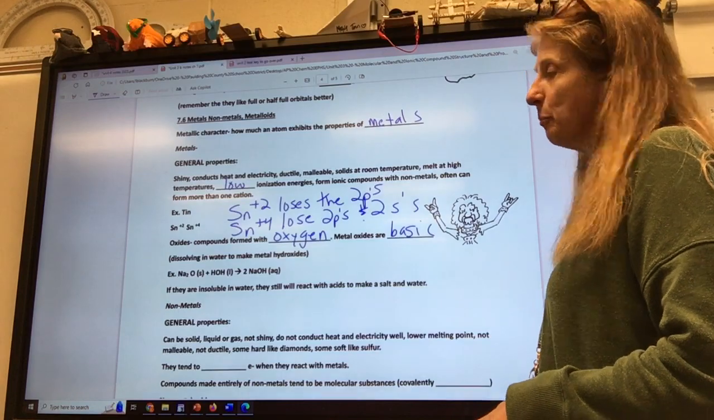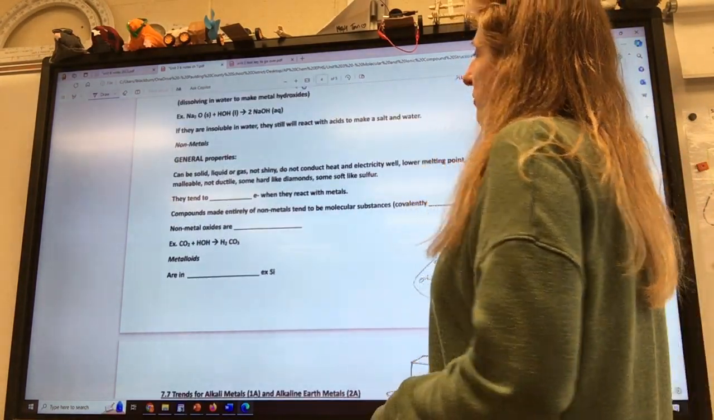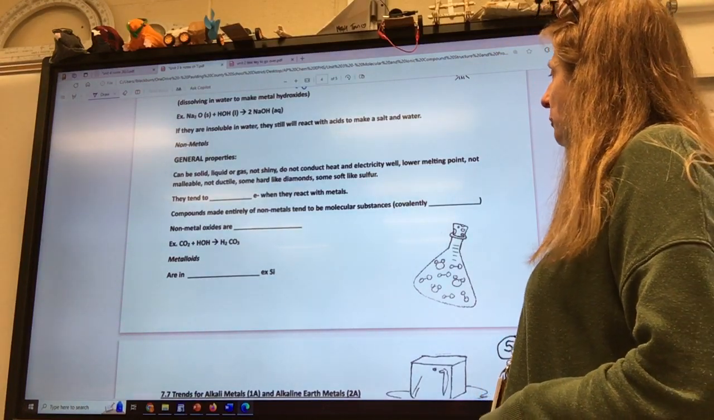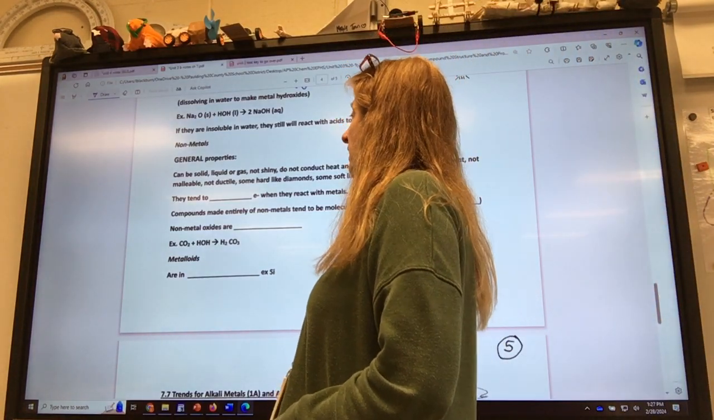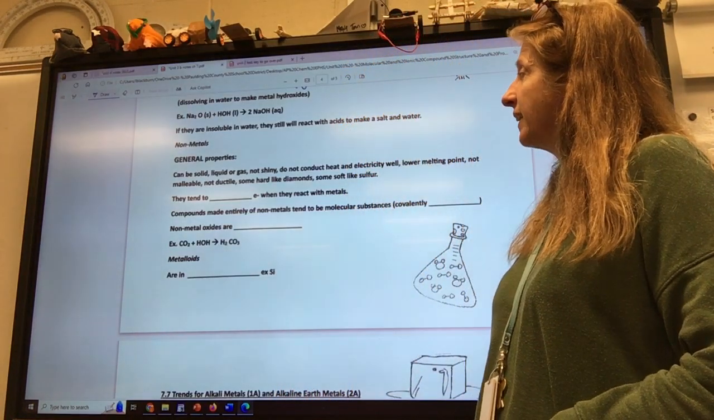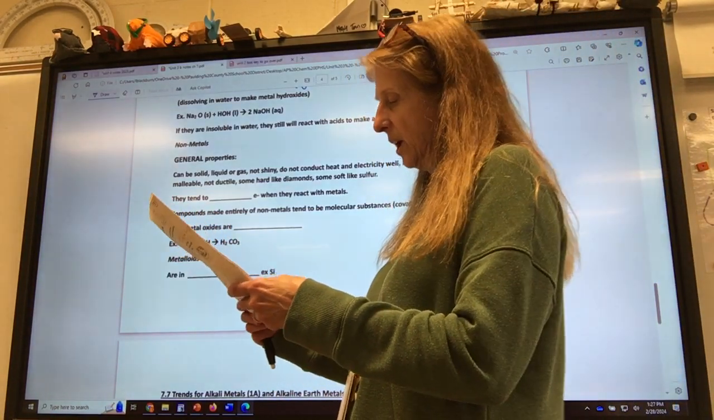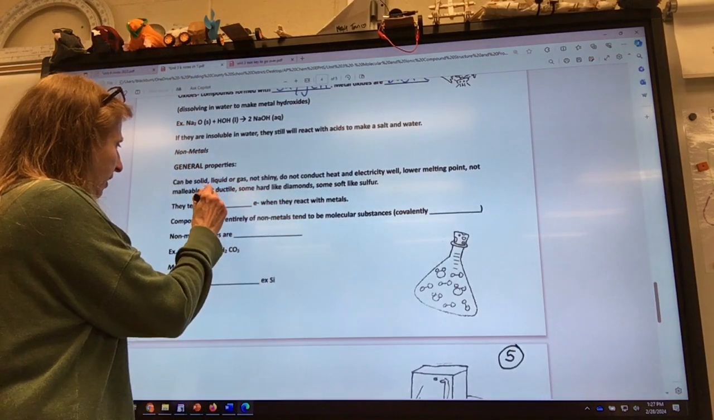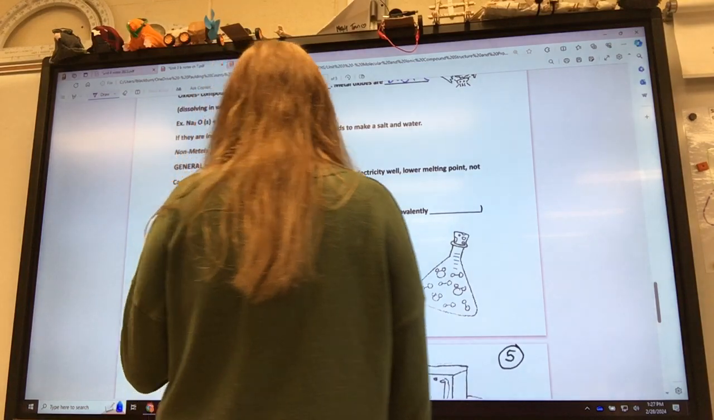Okay? Nonmetals. General properties of nonmetals. They can be solid, liquid, or gas. They're not shiny. They do not conduct heat and electricity well. They have a lower melting point. They're not malleable, not ductile. Some are hard like diamonds and some are soft like sulfur. They tend to gain electrons when they react with the metals.